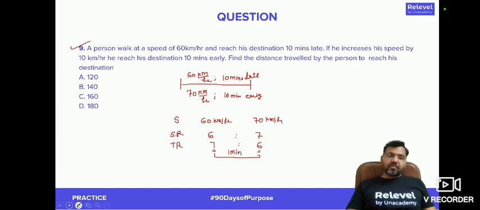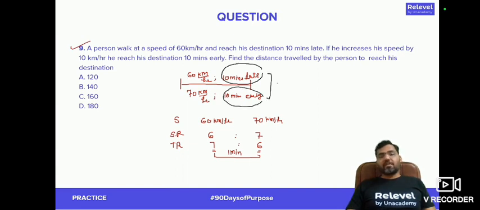But if you use the information given in the question, first he is getting 10 minutes late, then he is reaching the destination 10 minutes early. So 10 minutes late and 10 minutes early, there's a gap of total 20 minutes. For example, let's say that you're supposed to reach your office at 9 a.m. On a particular day, if you're reaching 10 minutes late, you will be reaching at 9:10. If you're reaching 10 minutes early, you'll be reaching at 8:50. So the difference you can see here is 20 minutes.